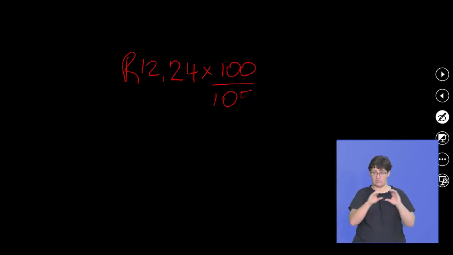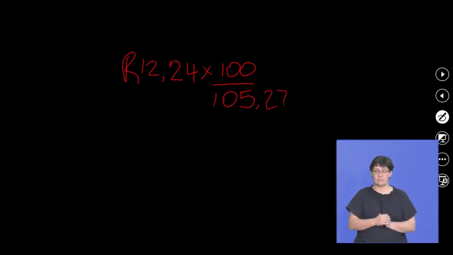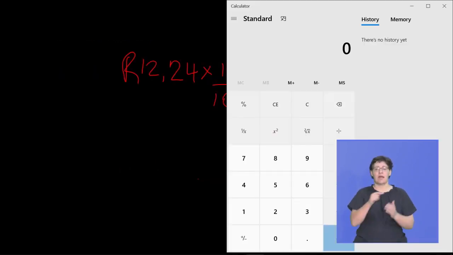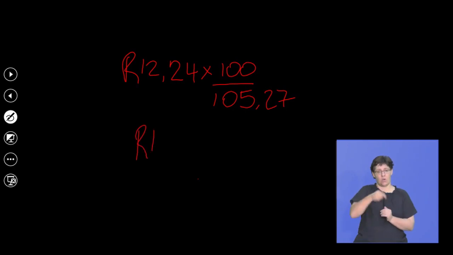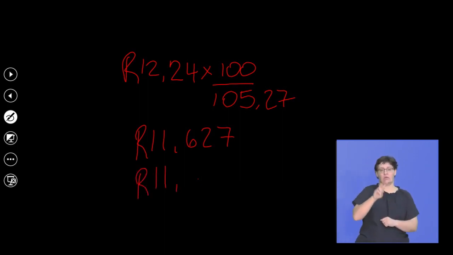I'm going to take my 12 Rand 24. And I'm going to times by the second number over the first, with 105,27. I'm going to go back to that other page to show you what I mean. Above my question mark times by my second number over my first. Okay, so now let's go to the calculator. So on my calculator, I've got 12,24 times by 100 and divide by 105,27. Get an answer, that was 11 Rand 627. So 11,627. And remember, it's money, it must be 2 decimal places. So I'm going to write 11,63 Rand.